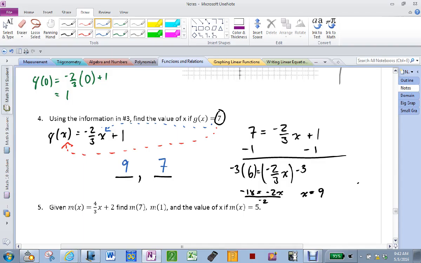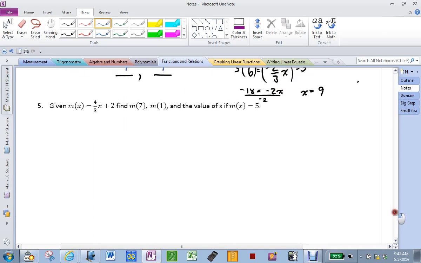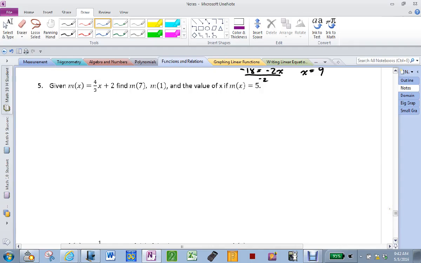Okay? Does everybody see why this is different than 1 and 2? Yes, because I've been given an output, but no input. Everybody good? Yeah? So now, everybody should be able to do number 5 by themselves, yes?